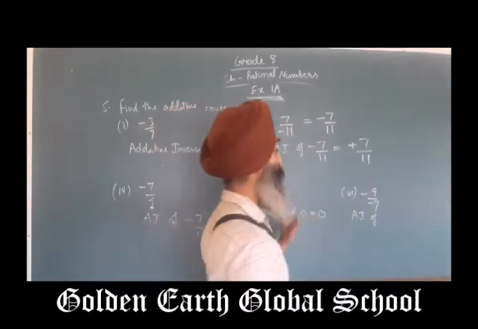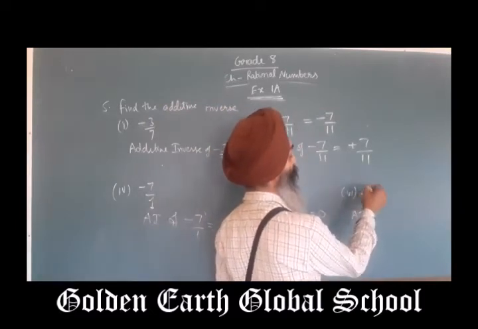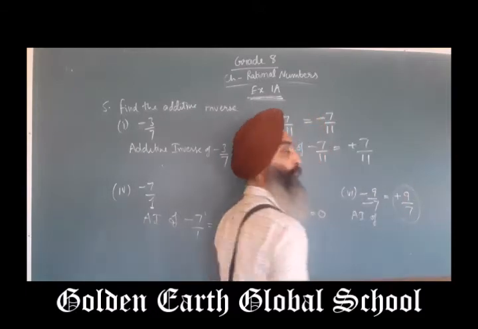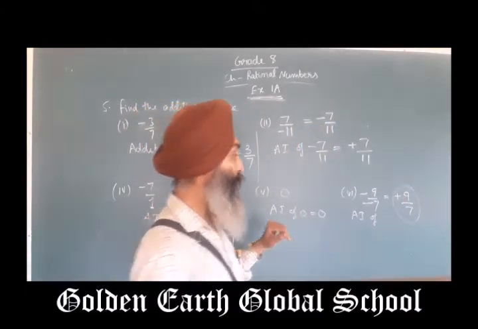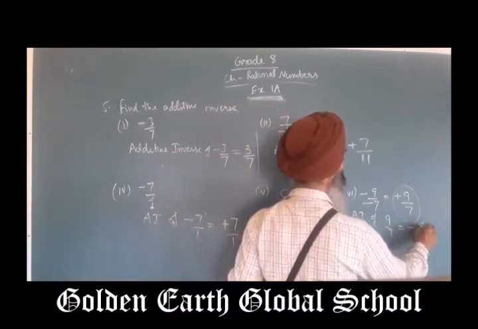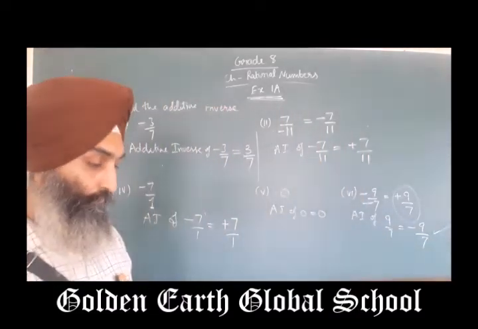And the last part is minus 9 upon minus 7. Because both are negative, when the negative goes to the numerator, it will become positive. So your question becomes 9 upon 7. What is the additive inverse of 9 upon 7? It is minus 9 upon 7.